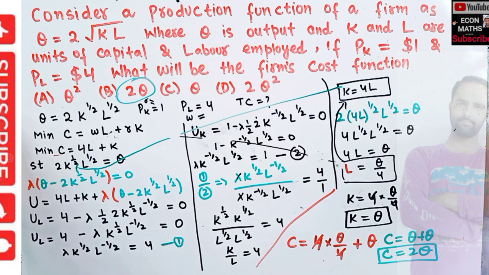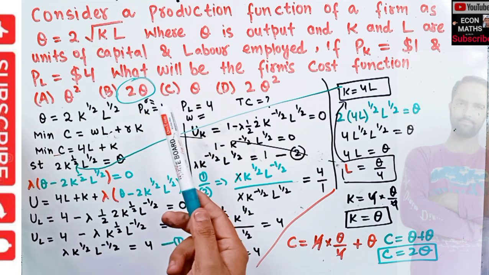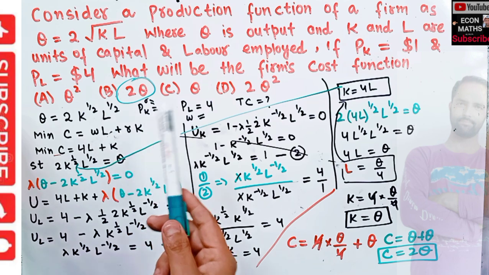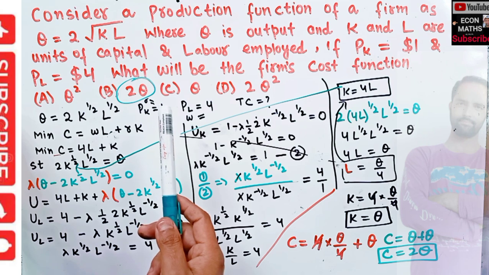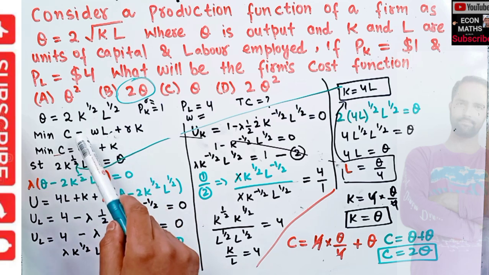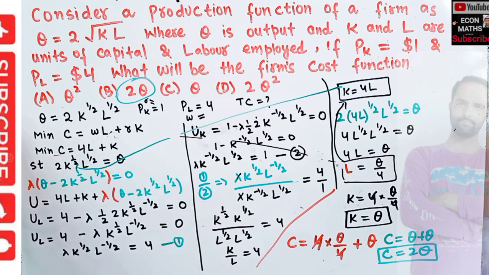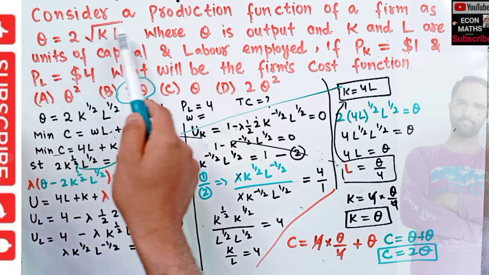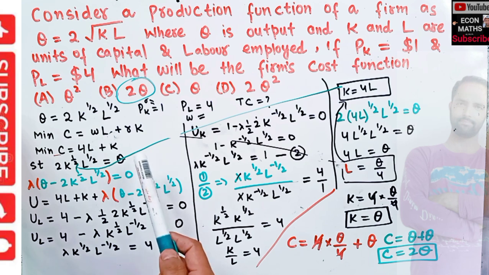And let me repeat it here again. We were given the production function and prices of the inputs, and we were required to find out the total cost function. So this question was about cost minimization. We want to minimize cost, and we know cost is wage rate times units of labor plus rental rate times units of capital, subject to the production constraint. So we have this production constraint. We set up the Lagrangian function.